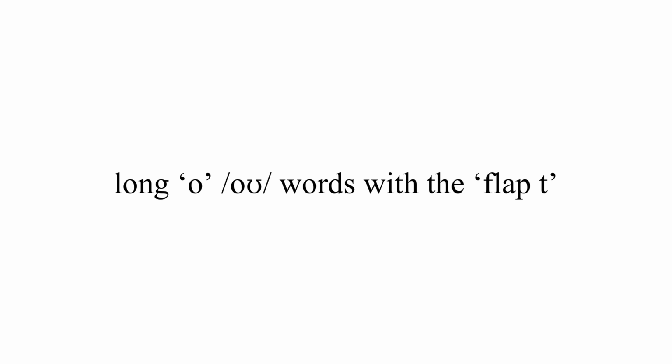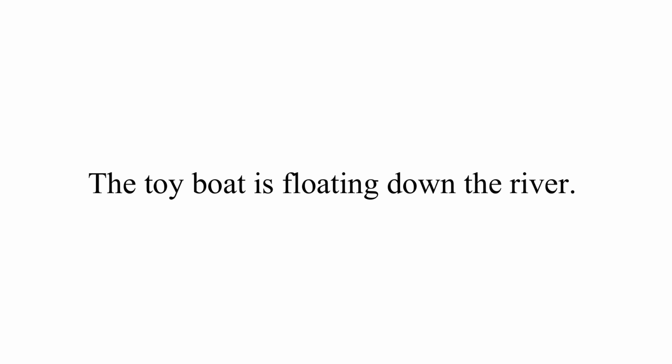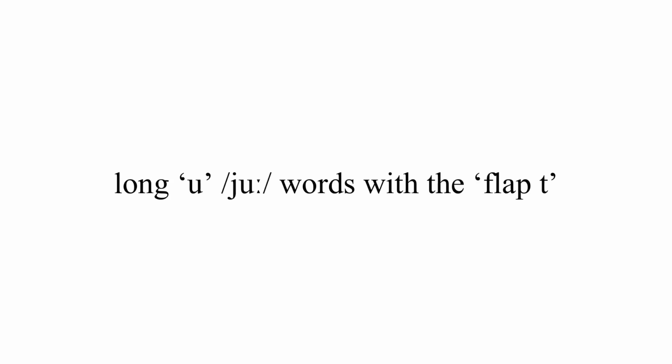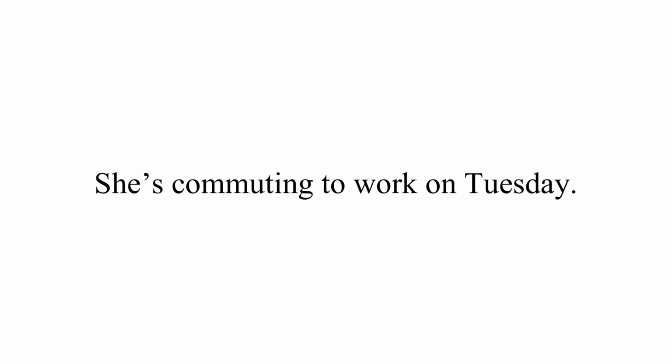Long O words with the flap T. Boater. My dad is an avid boater. Floating. The toy boat is floating down the river. Long U words with the flap T. Commuting. She's commuting to work on Tuesday. Muted. I muted the TV.